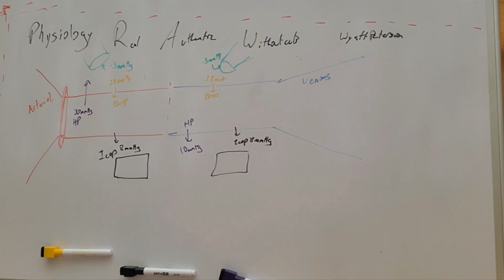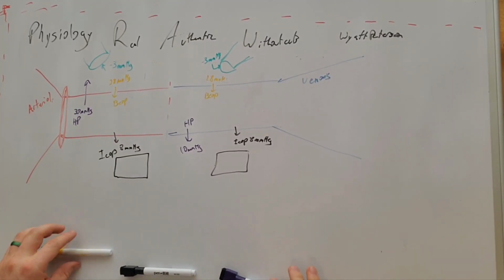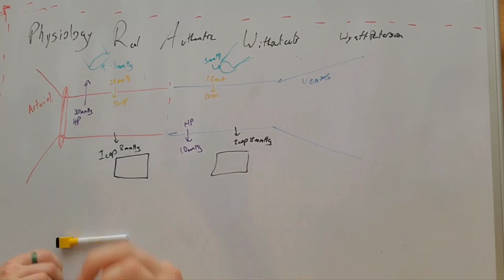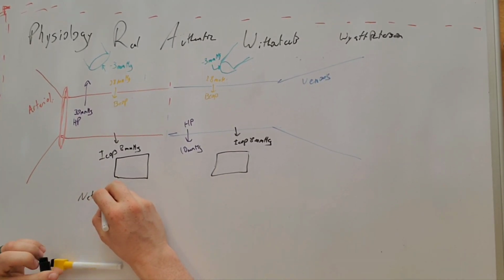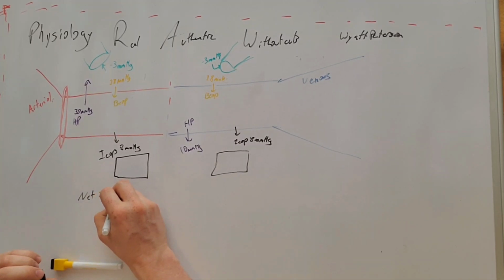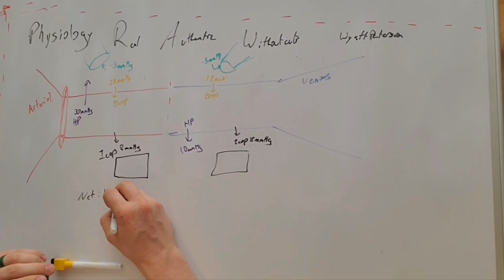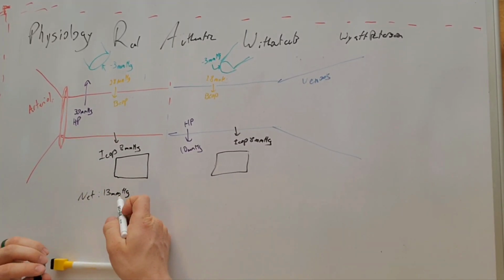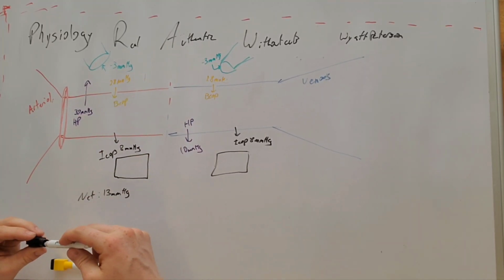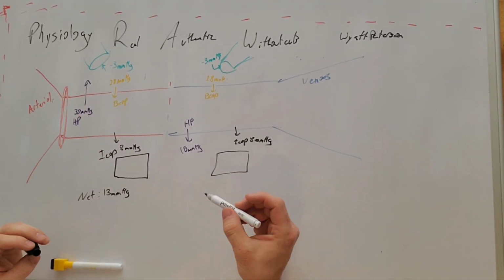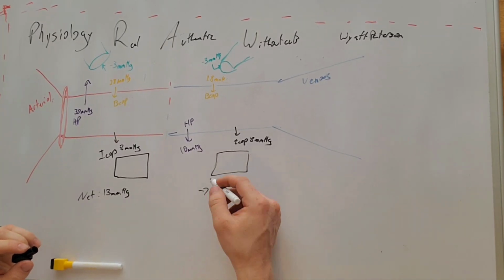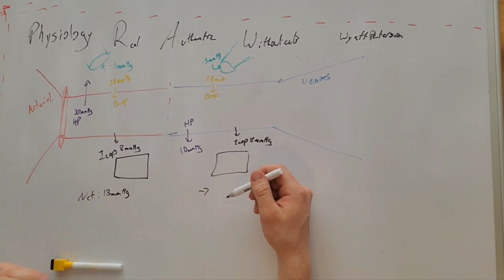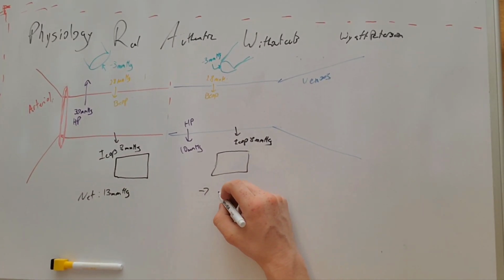And so in the end, we have a total net flow of water of 13 millimeters of mercury leaving the arterial side, and then a -7. So this is negative because it's saying it's going back into the vein.